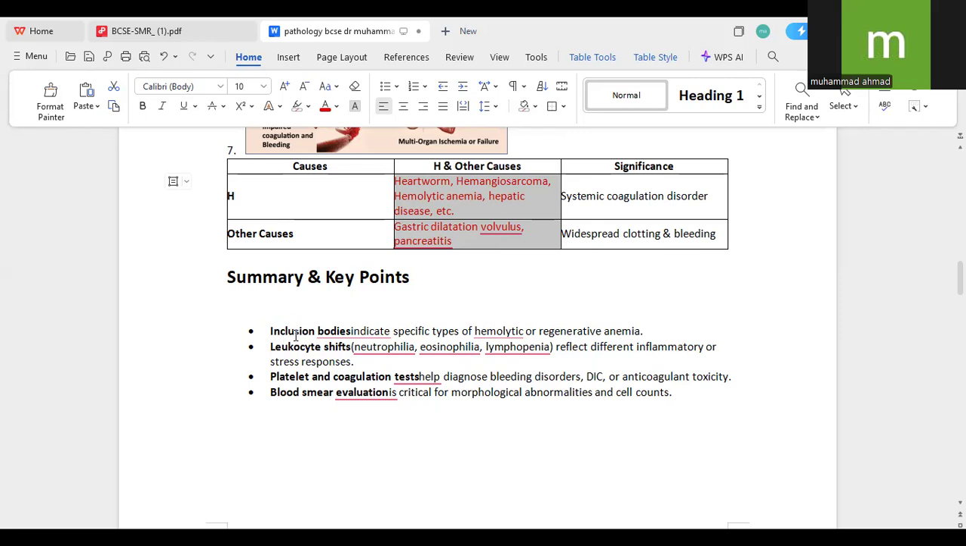So basically, inclusion bodies indicate specific types of hemolytic and/or regenerative anemia. Leukocyte shift, an increase in the number of immature neutrophils, like neutrophilia, eosinophilia, lymphopenia. These are the WBCs. They reflect different inflammatory or stress responses. Platelet and coagulation tests help diagnose bleeding disorders, DIC, and anticoagulant toxicity. And blood smear evaluation is critical for morphological abnormalities and cell count.